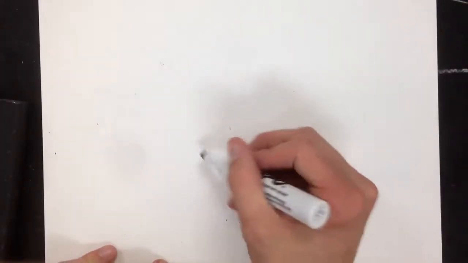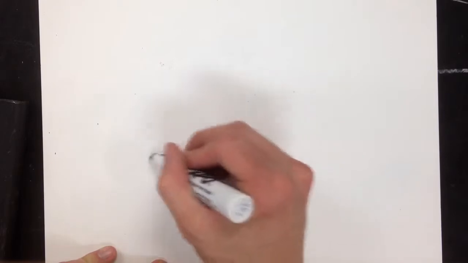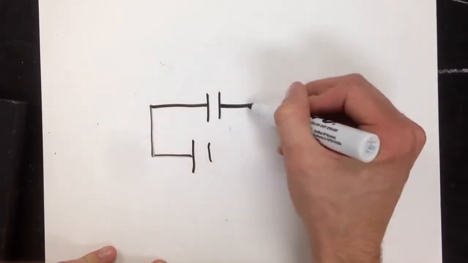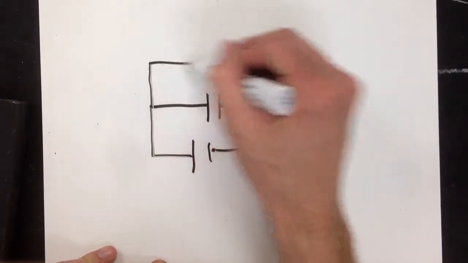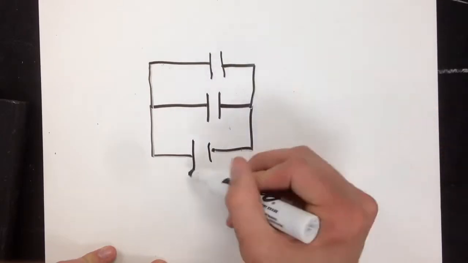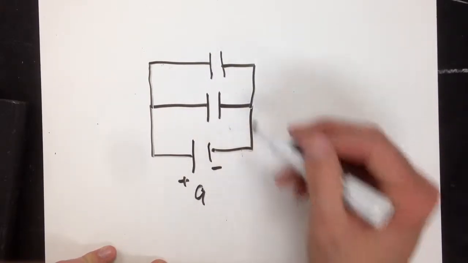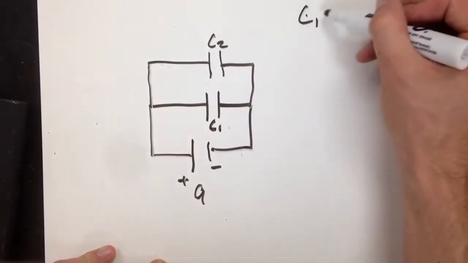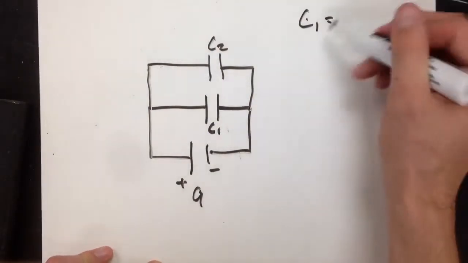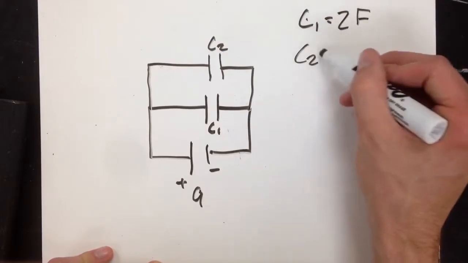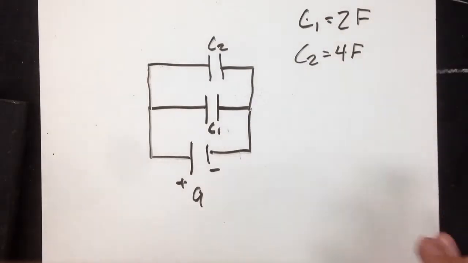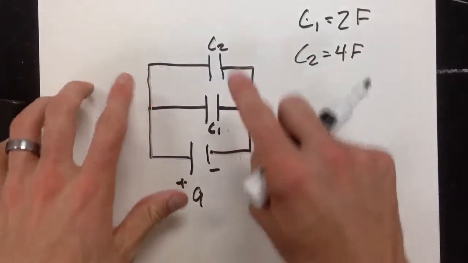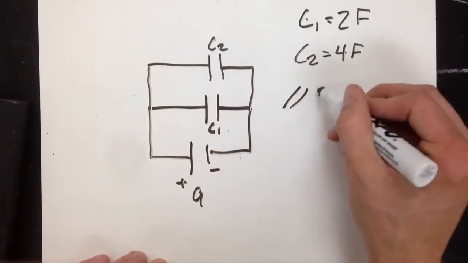But what if we have capacitors that aren't in series but are in parallel with each other? So here's my battery, plus minus. There's 9, and we'll say this is again C1 and C2. And let's say it's the same 2 capacitors. So I've got C1 equal to 2 farads, and then C2 equal to 4 farads. Now the capacitors are in parallel with each other.